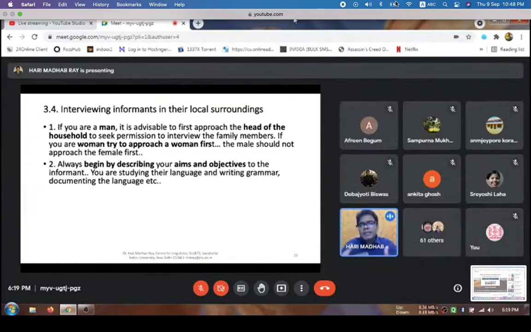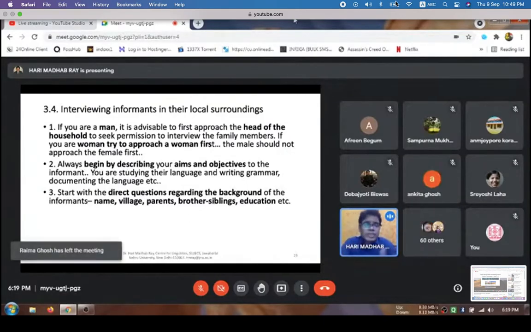And once, let's say, you are in the field, always begin by describing your aims and objectives to the informant. What is your aim and objective? What are you going to do? Whether you're going to write a grammar or document the language, or it is your PhD, MPhil, or some kind of MA dissertation, whatever you are doing, you tell this clearly and candidly, that this is what I'm going to do, you see.